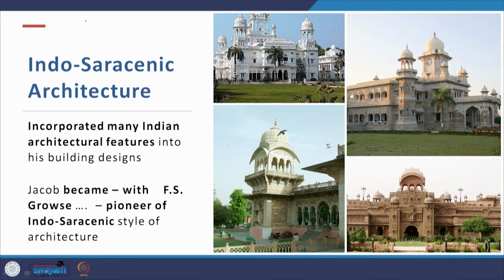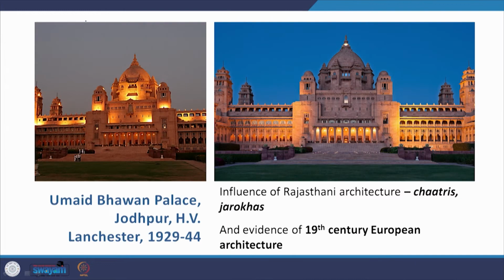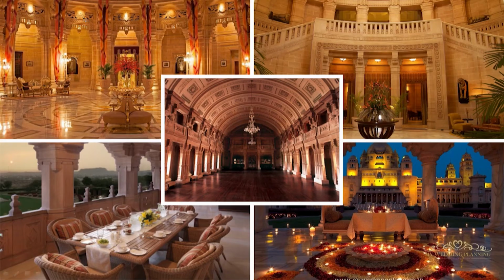These are four buildings designed by him. The other people also were a part of building under the Indo-Saracenic style. There was H.V. Lancaster, whose work we see here, the Umaid Bhawan Palace in Jodhpur, and it has the influence of Rajasthani architecture. There are the chhatris and the jharokhas, and of course the evidence of 19th century European planning. These are some of the glimpses of this, the interior of Umaid Bhawan Palace. As you can see, it is a beautiful building.